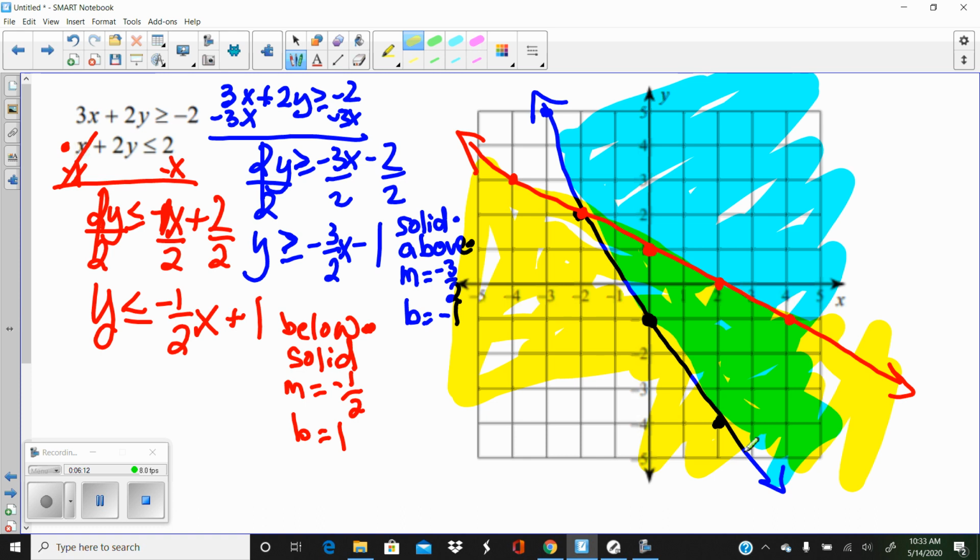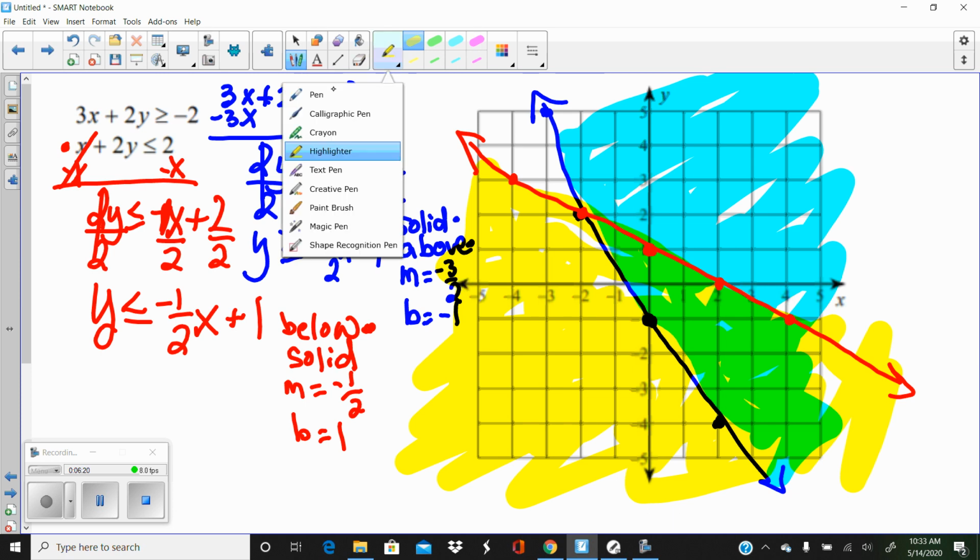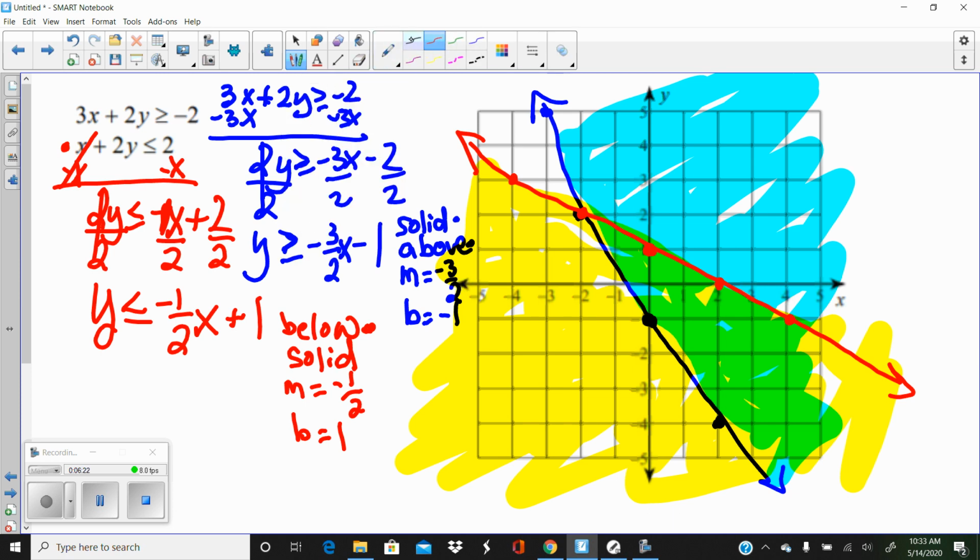There we go. Okay, so even though we've got all this shaded yellow, the solution to our system of inequalities is going to be this overlap in here. And that, of course, goes on forever. So it's the overlap here, including the solid line. So anything falling on that solid line would also be a solution. Okay, so there we go.